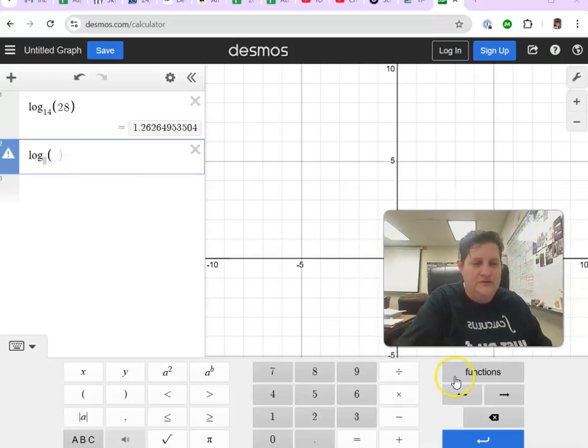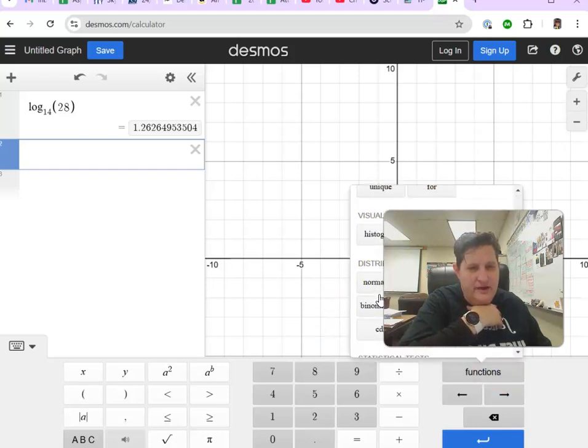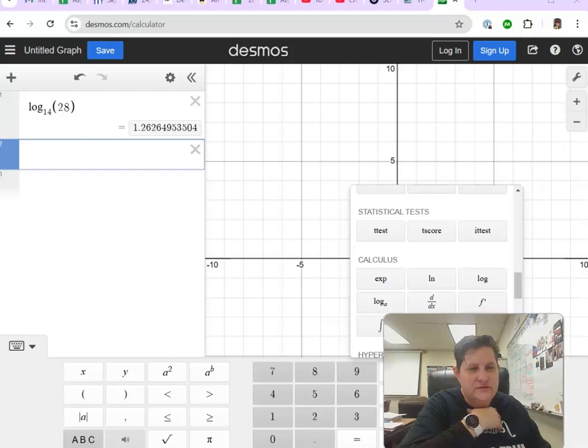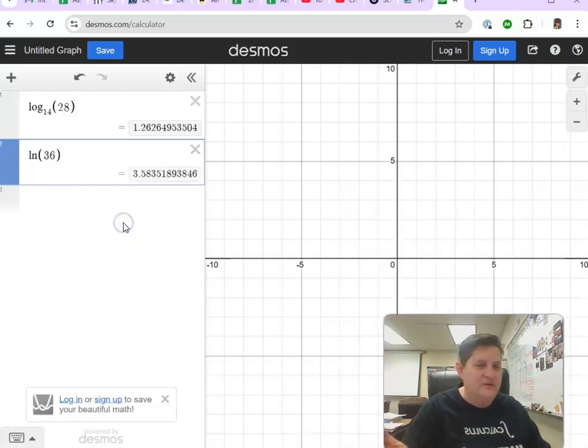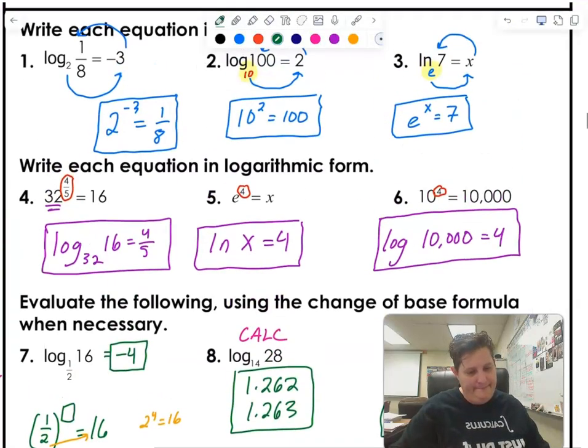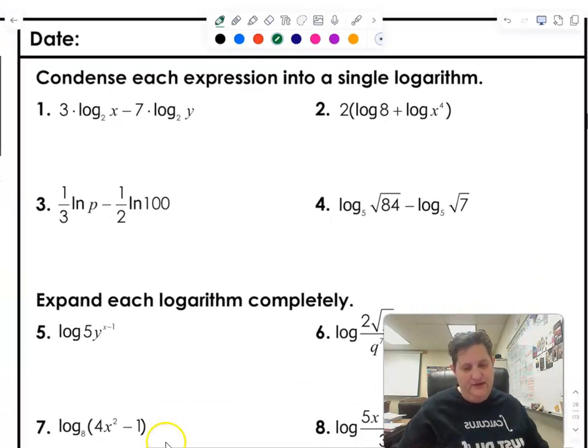Oh, actually the next one was ln, sorry. But ln is in the same place. It was ln 36. So I just scroll down to calculus, go to where it says ln 36, and there's my answer. So Desmos is really easy to do it as well. Alright, perfect. Okay, let's go into properties now.